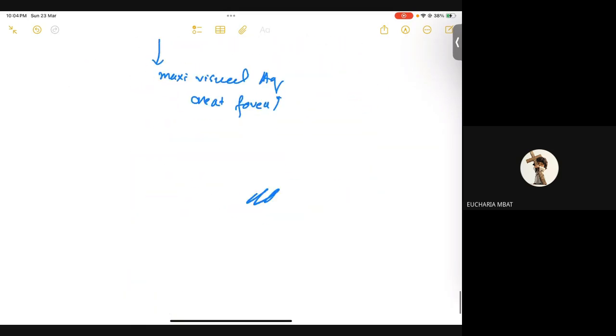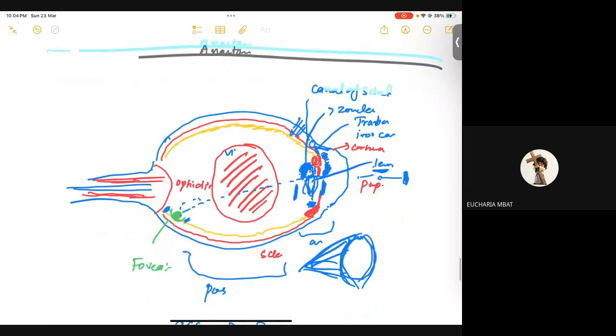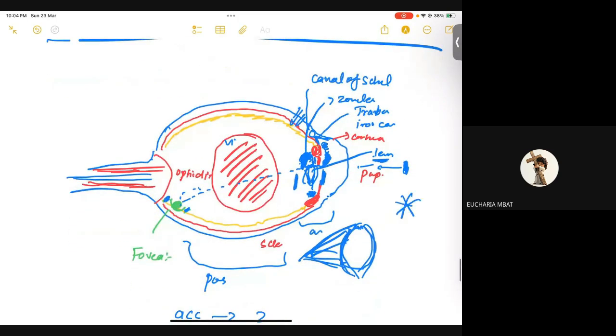It's simply a meshwork. You can just think of it as a filter kind of meshwork. This aqueous humor is going to filter through that meshwork. Then it's going to enter a canal known as the canal of Schlemm, and from the canal of Schlemm, it's going to enter the episcleral vessel. Is that clear? This is the normal pathway of your aqueous humor. Is that clear?